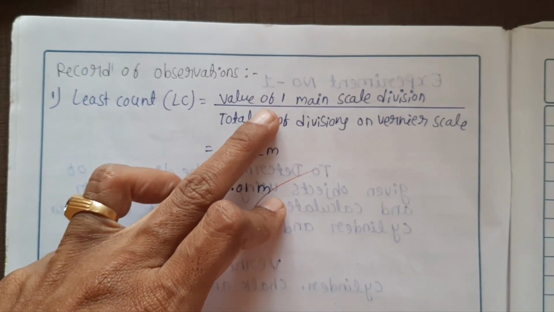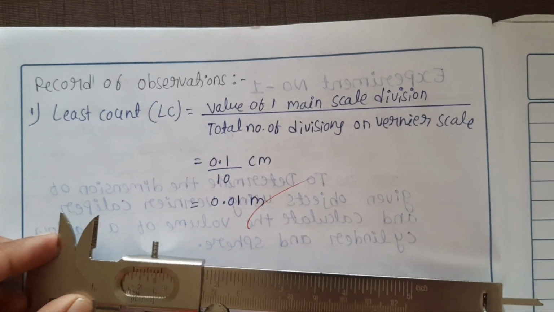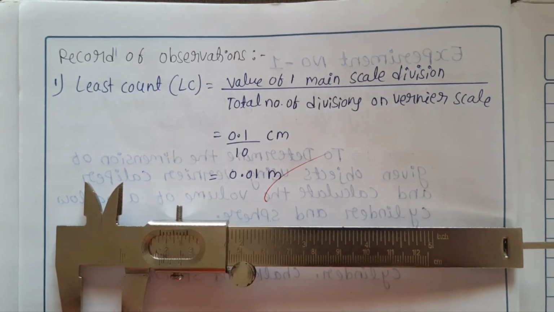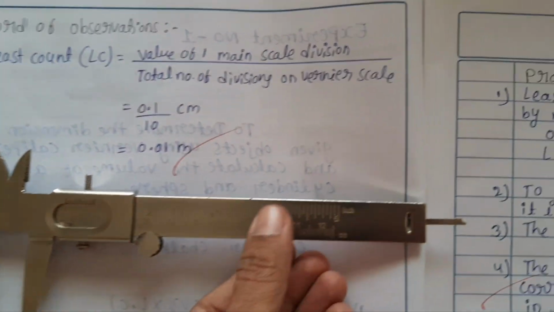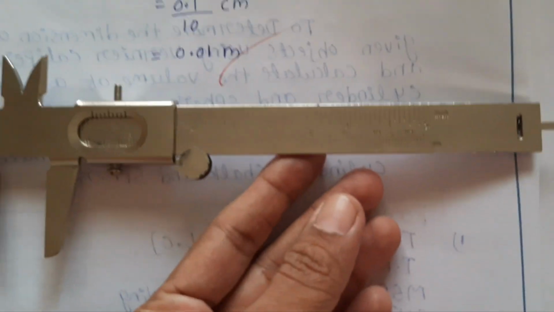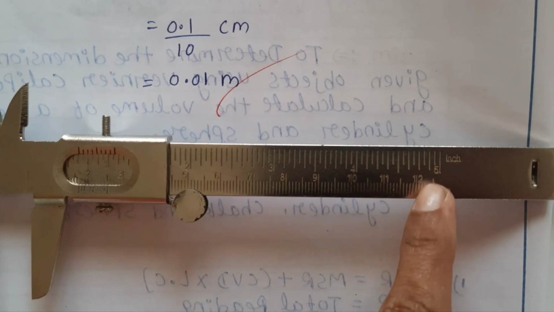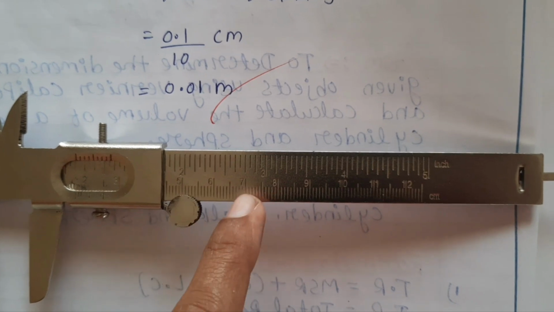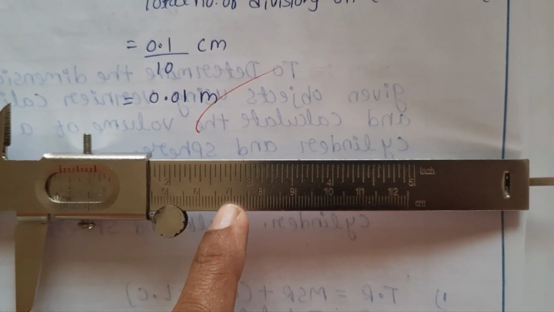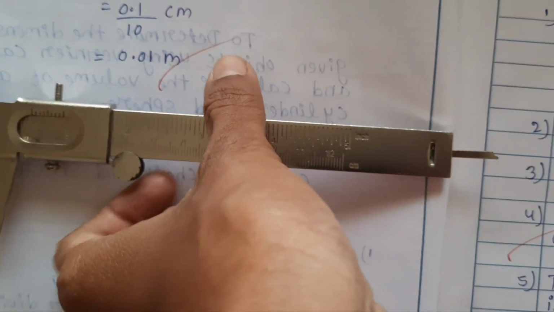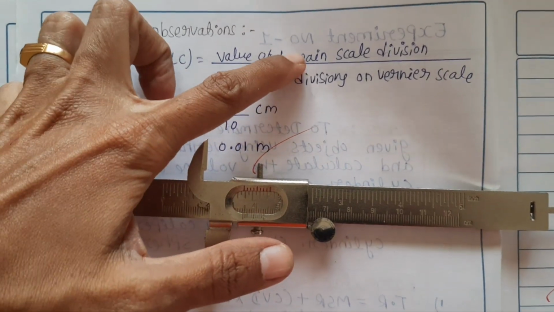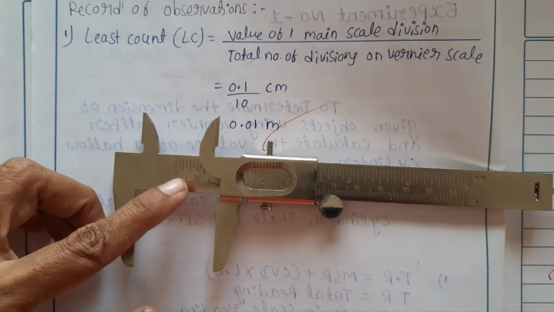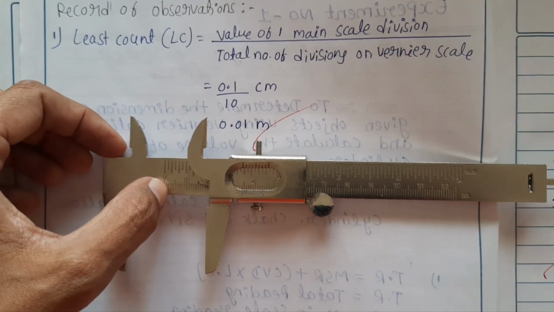The formula is the value of one main scale division divided by the total number of divisions on the Vernier scale. So one main scale division: if you take 1 centimeter of the 12 centimeter length, how many divisions are there in 1 centimeter? You can take any one of them. In 1 centimeter, 10 lines are there. So the value of one main scale division is 1 divided by 10, that is 0.1.